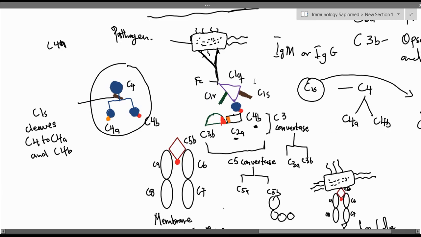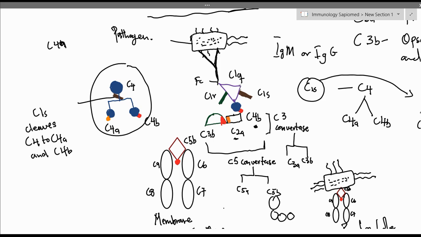First of all, the antibody-antigen complex, or IgM, binds to the pathogen. The first complement protein, that is C1, which is a complex in the sense that it consists of C1R, C1Q, and then C1S, binds to the FC portion. Specifically, the C1Q binds to the FC portion. And then what happens next?